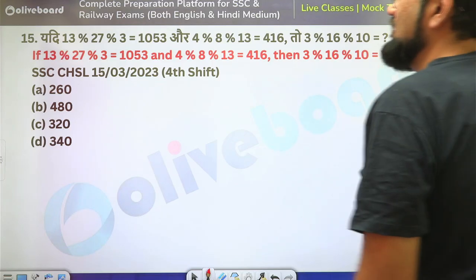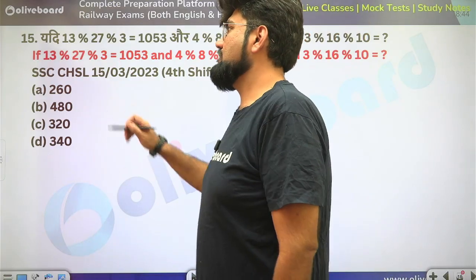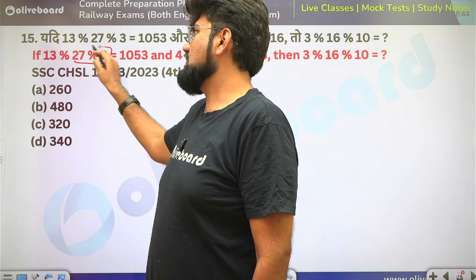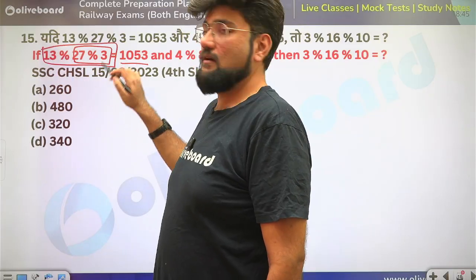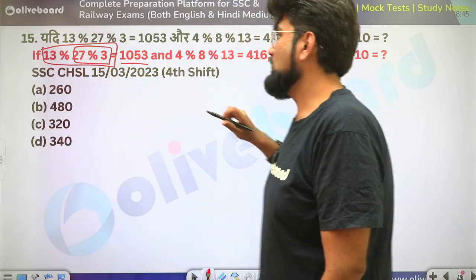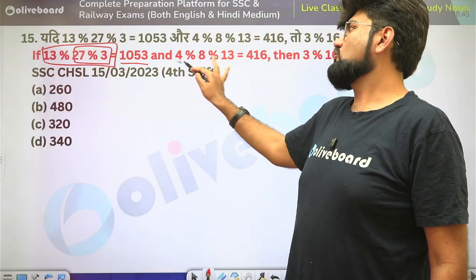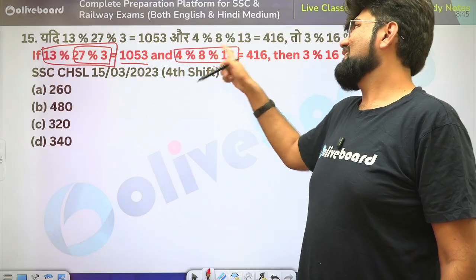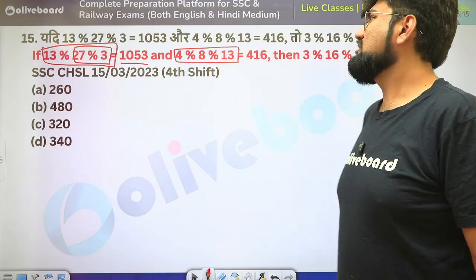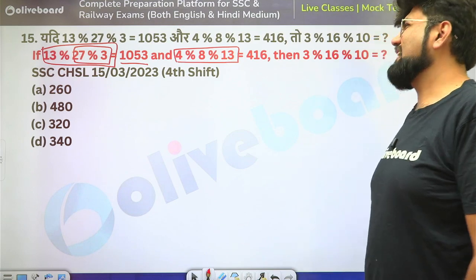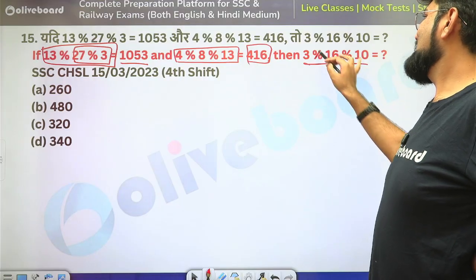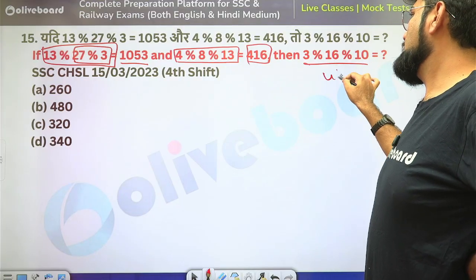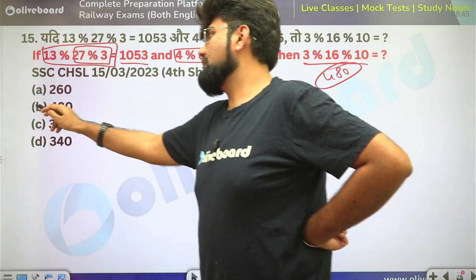Now what is happening here? 13, 27 and 3. Multiply 27 and 3, you get 81. Multiply 81 with 13, you will get 1053. But your multiplication needs to be very fast. Okay. 4, 8 and 13. So 32 into 13, 320 and 96 I believe. 416. So what about this? 48 into 10, 480. Option B is the right answer.